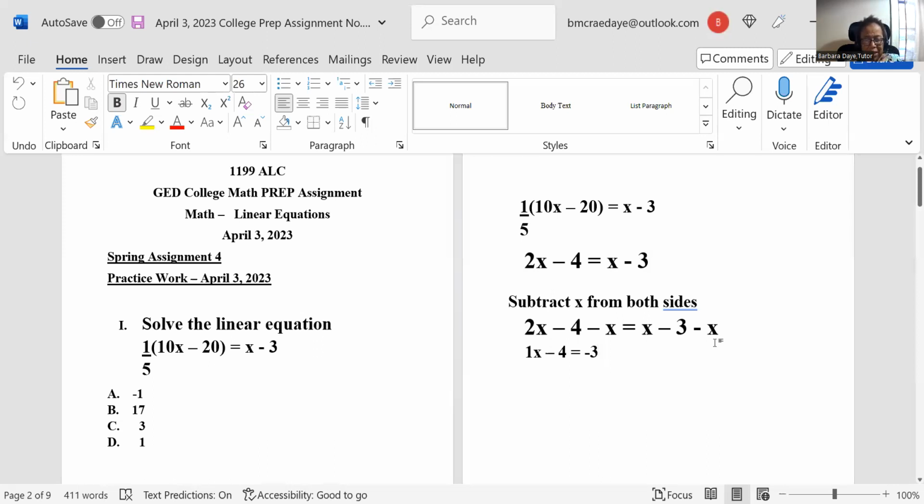Okay, so you'd have -3.1x - 4 = -3. Now you see you have a -4 here and a -3. What do you do? Okay. Want to get this constant -4 on the side with the -3. So what operation do you do for that to happen?